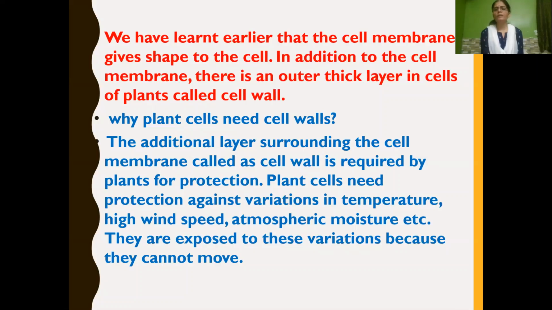The additional layer surrounding the cell membrane is called a cell wall, and it is required by plants for their protection. Plant cells need protection against variations in temperature, high wind speed, atmospheric moisture, etc. They are exposed to these variations because they cannot move. As they cannot move, to protect them from these variations like high temperature, high wind speed, atmospheric moisture, they have additional covering outside the cell membrane called as cell wall.